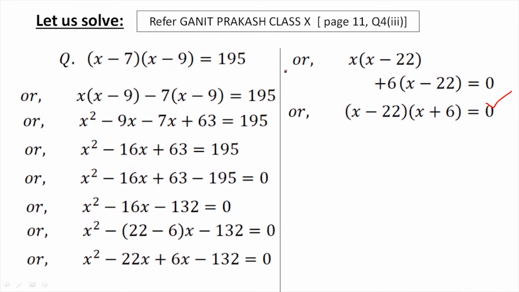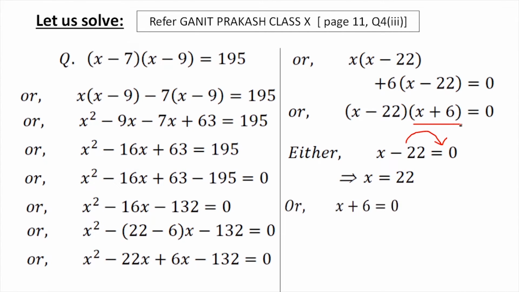Why is it possible to do either-or here? Because we have 0 on the right side. It was not possible directly to write either-or in the beginning. So now either x minus 22 is 0, so taking 22 onto this side we have x equals 22, or x plus 6 equals 0, taking plus 6 onto this side we have x equals minus 6. So what are the two values of x? It is x equals 22 and x equals minus 6.